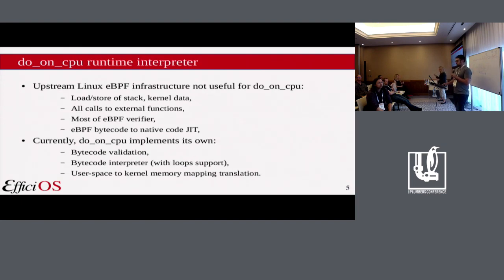So I looked into the upstream Linux eBPF infrastructure, and I found it not really to be a good match for do-on-CPU. It focuses on load and store of stack and kernel data. The do-on-CPU runtime interpreter also does not need calls to external functions, or most of the eBPF verifier, because it does not touch any kernel data. The speed that the eBPF bytecode to native code JIT provides is not really needed since it's a slow path, and the conversion to JIT also requires extra memory allocation.